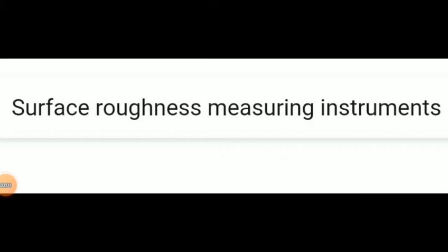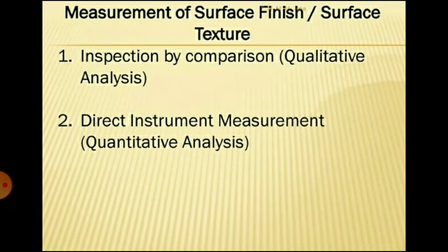Today we will discuss surface roughness measuring instruments. There are two methods of measurement of surface finish or surface texture. The first method is inspection by comparison, also called qualitative analysis. The second method is direct instrument measurement, also called quantitative analysis.